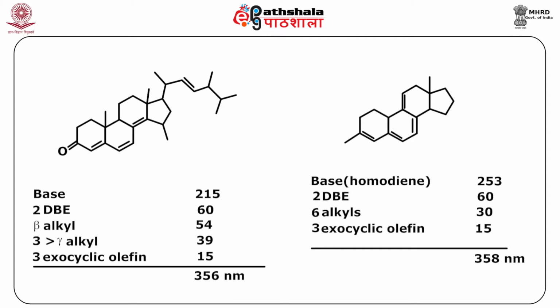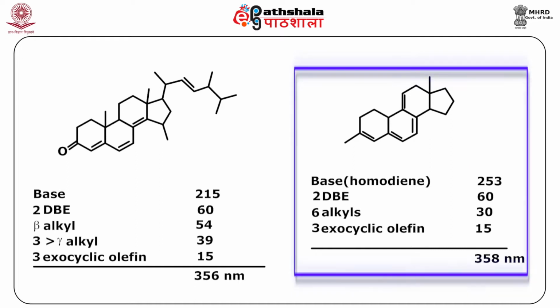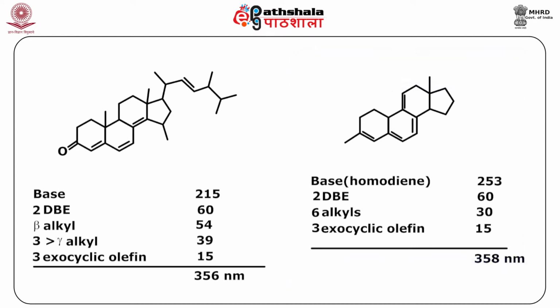Let's look into this example. Now, this example is a little different from the other ones. This is not an alpha beta unsaturated carbonyl system. This is a conjugated diene system. Now, conjugated diene systems could be of two kinds. It could be a homodiene or a heterodiene system.